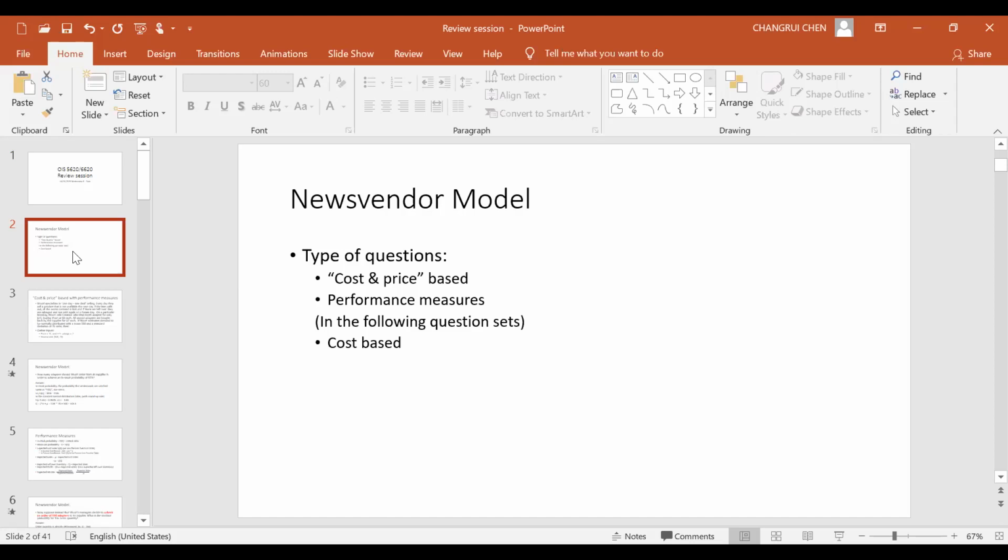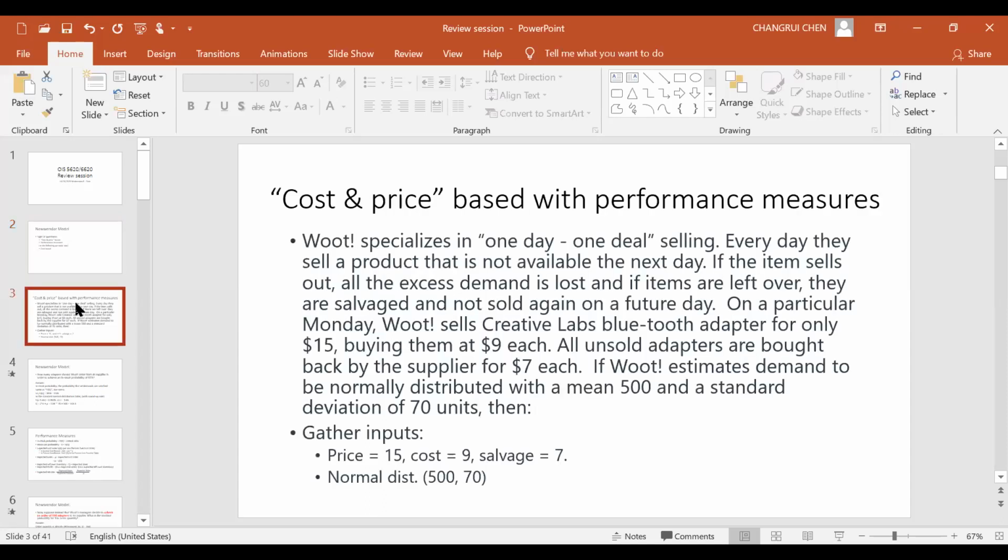Okay, newsvendor model. Three types of questions: the cost and price based, performance measures, and cost based. So let's introduce the cost and price based. This one is in your quiz 2 question. We have price, we have cost, and then we have salvage value. Based on this information, we need to figure out the optimal quantity, expected lost sales, expected profit, and expected level of inventory.